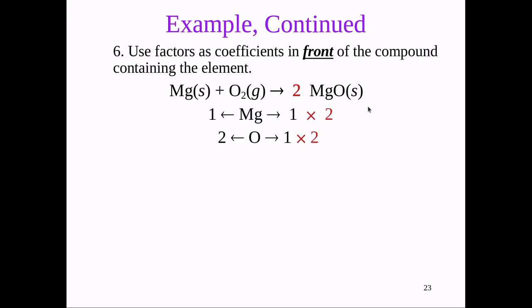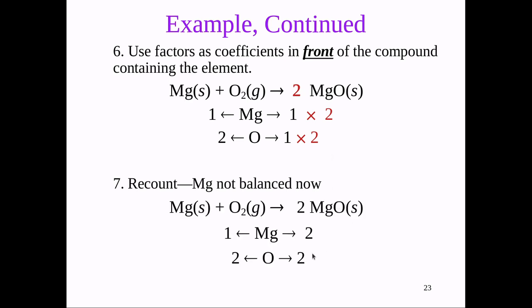Now we need to recount how many we have on each side. So we have 1 magnesium still. We have 2 times 1 magnesiums here. And we have 1 times 2, so we just have the 2 oxygens there. And we have 2 times 1, 2 oxygens on this side. So now we see that the magnesium is no longer balanced, but we did balance our oxygen.